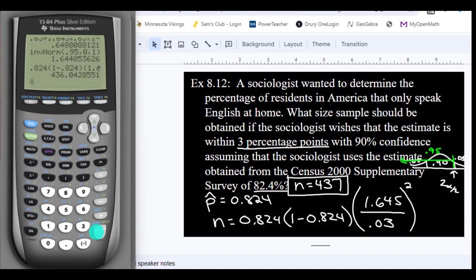And that will give us a little bit more than the 90% confidence level, but that is better than less than 90% because we want to be at least 90% confident in that 90% confidence level.